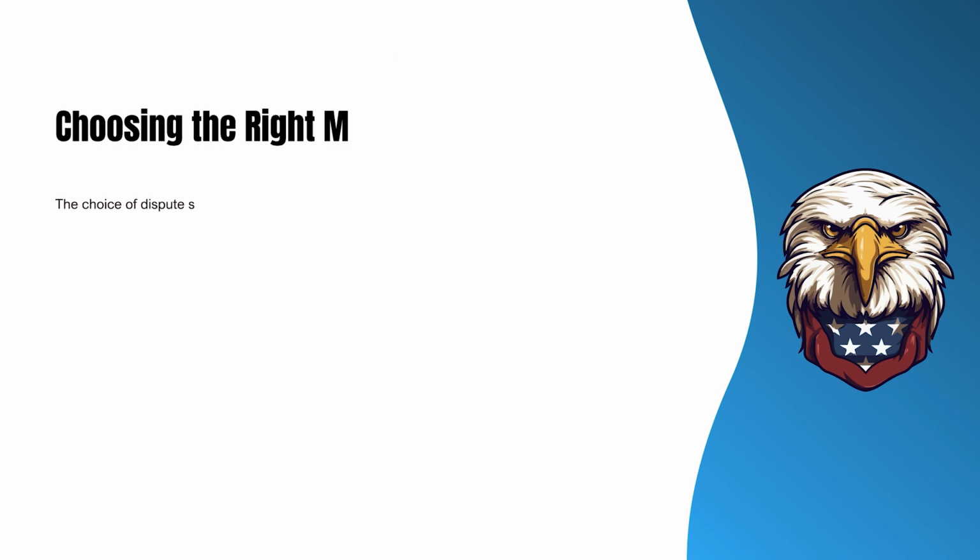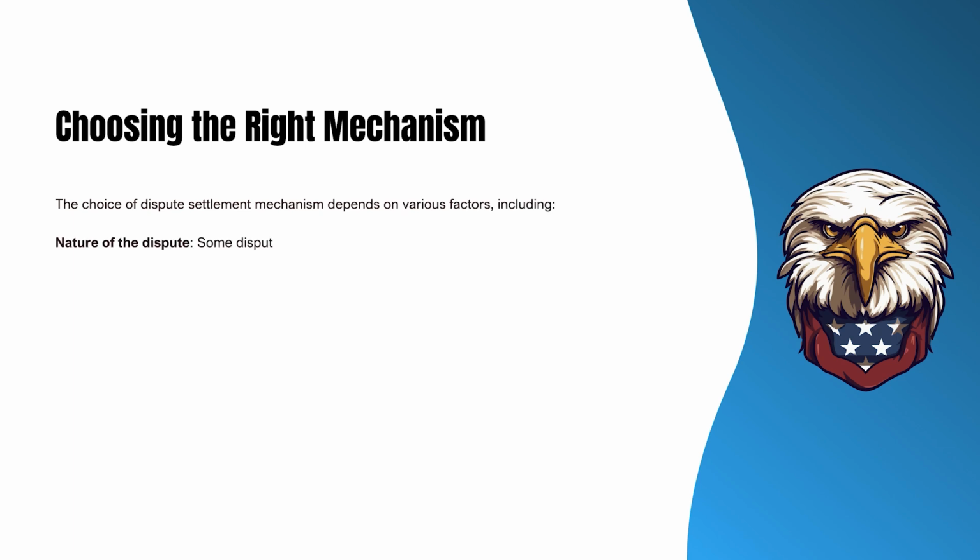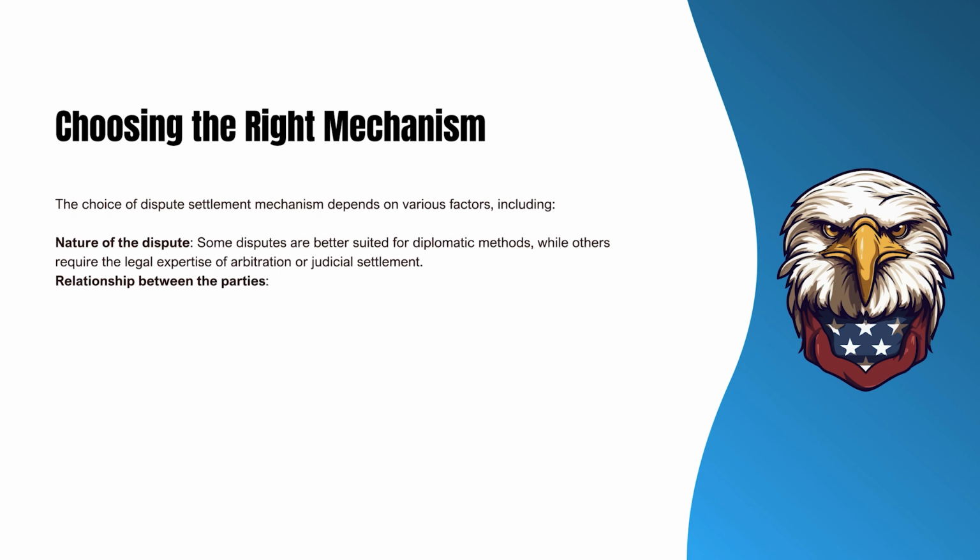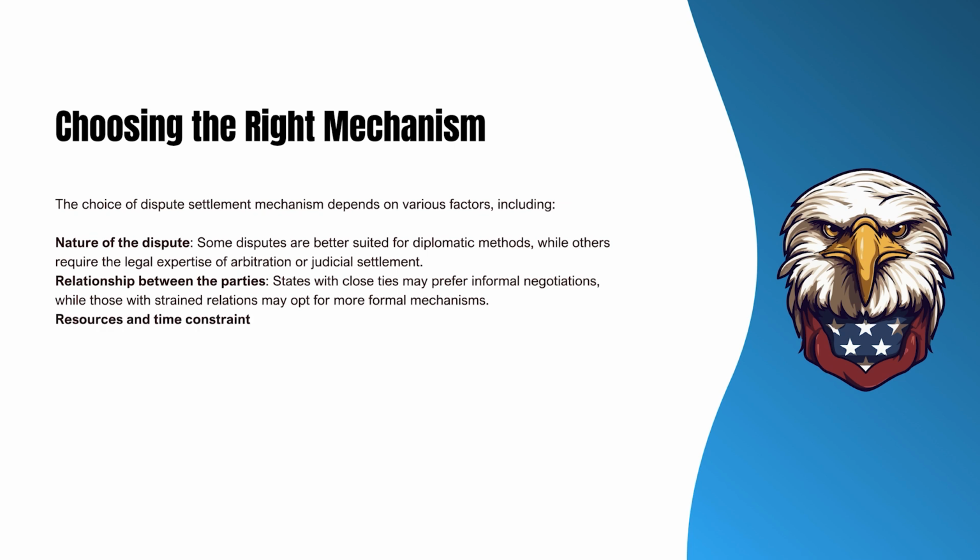Choosing the right mechanism. The choice of dispute settlement mechanism depends on various factors, including the nature of the dispute. Some disputes are better suited for diplomatic methods, while others require the legal expertise of arbitration or judicial settlement. Relationship between the parties. States with close ties may prefer informal negotiations, while those with strained relations may opt for more formal mechanisms. Resources and time constraints.